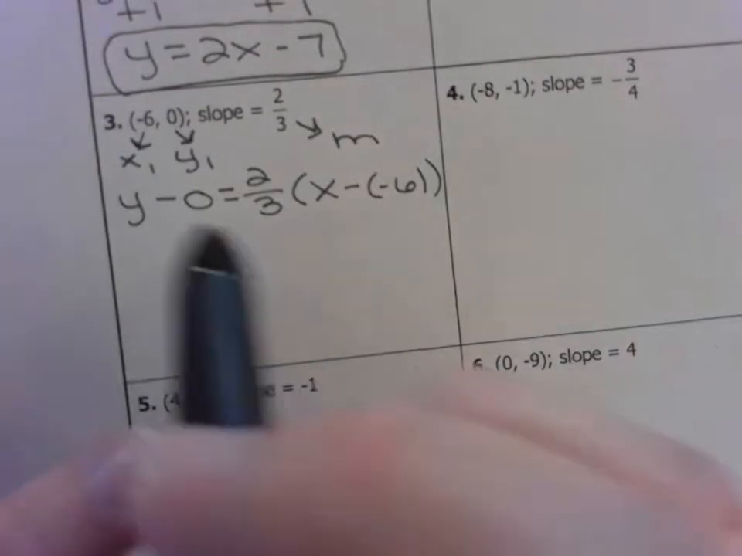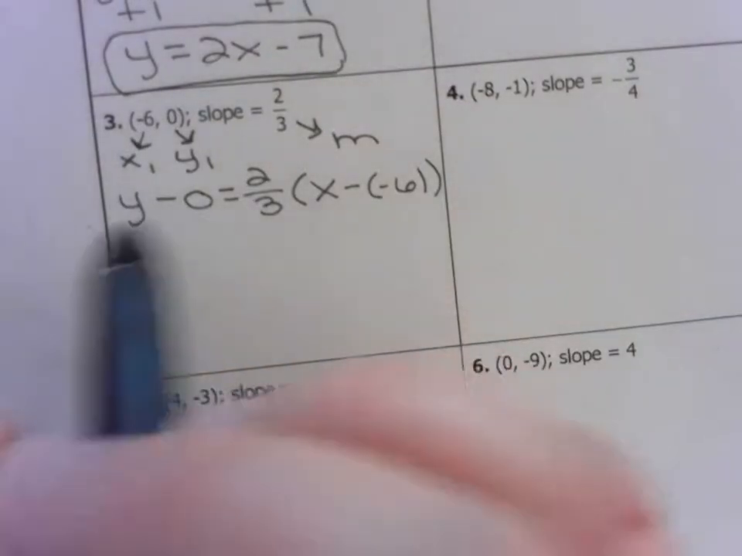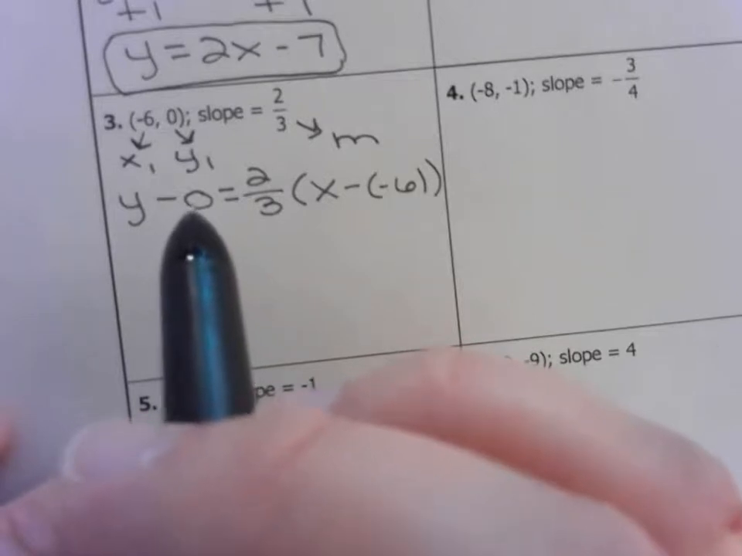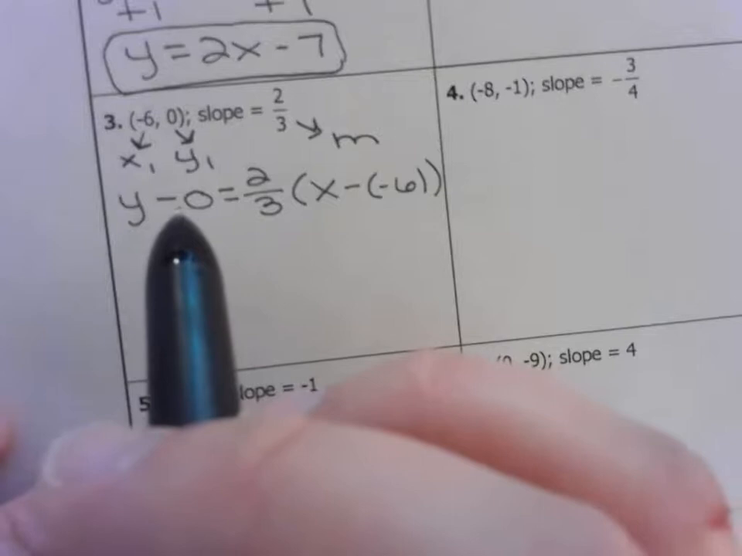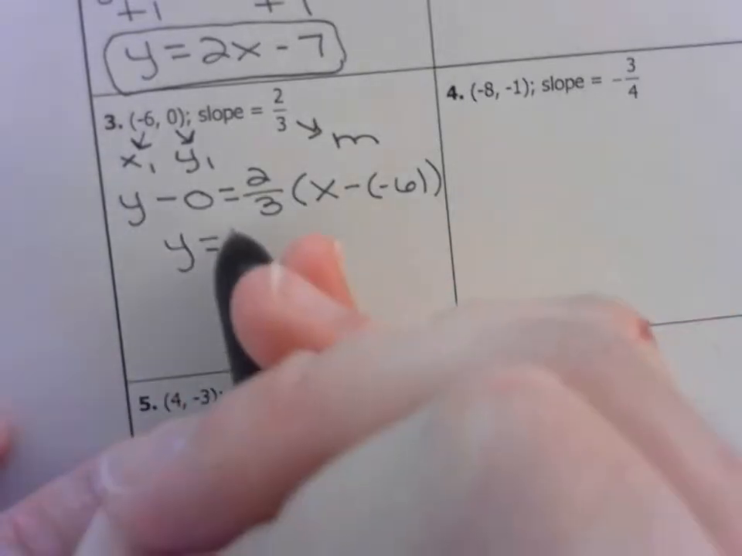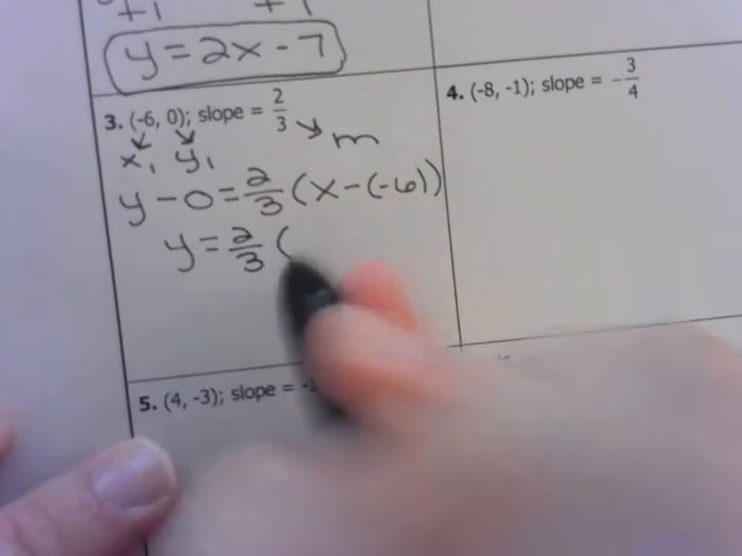Let's go ahead and simplify. First of all, y minus 0. Anything minus 0 is just what? No, y. What's 2 minus 0? 2. What's 4 minus 0? 4. So anything minus 0 is just itself. So it's y. So y equals 2/3. Let's simplify a little bit before I distribute.